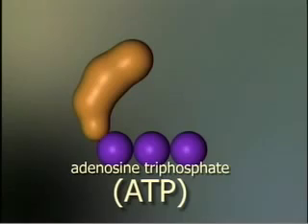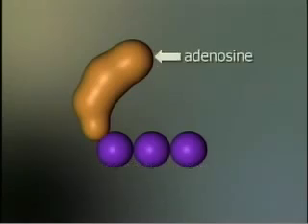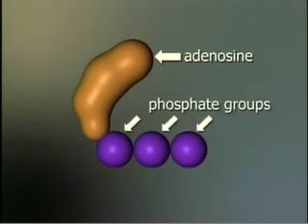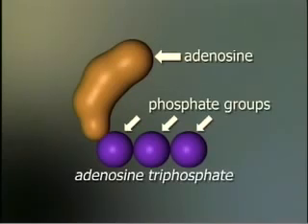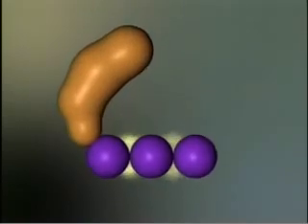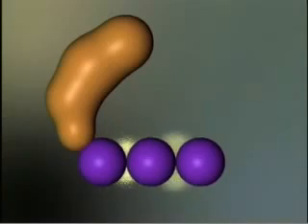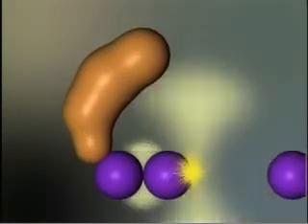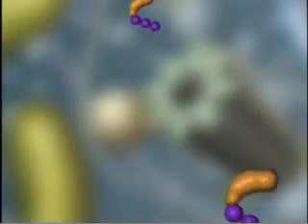ATP has this arrangement, a molecular unit of adenosine coupled to a chain of 3 phosphate groups, thus the name, adenosine triphosphate. The phosphate groups are held to each other by very high energy chemical bonds. But under certain conditions, the end phosphate can break away and the energy released is used for energy-hungry reactions that keep a cell alive.